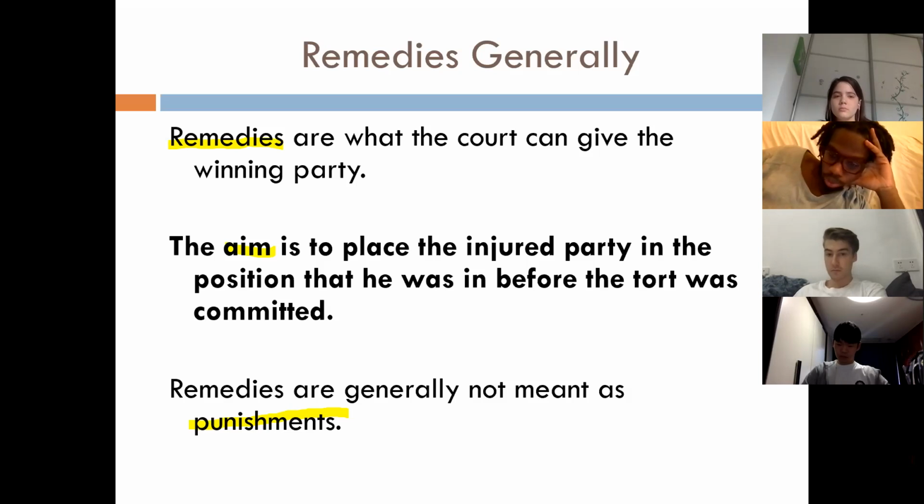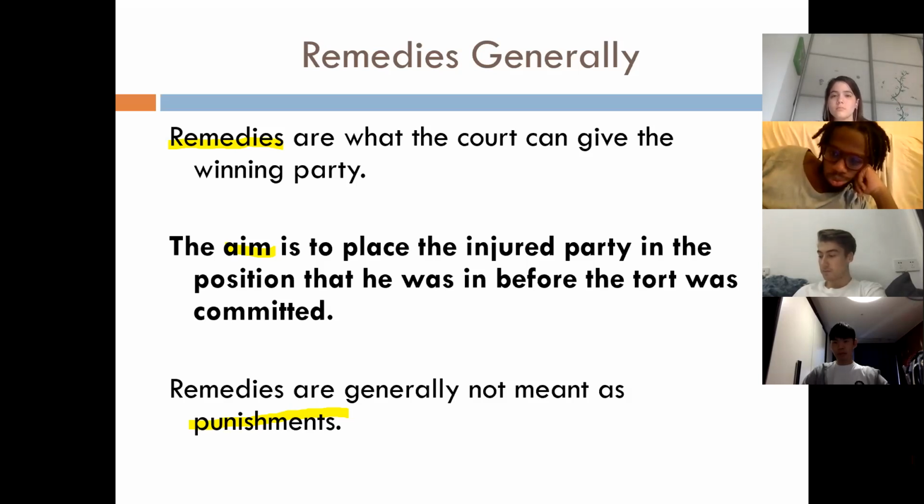To recover the position he was in before. So before I sold him bad notebooks, and before he tried to give them to the Korean government, before any of that happened, where was he? He had this much money in the bank. He had this much reputation. That's where he was. Now, I cannot turn back time, but what I can do is give him the money he lost.